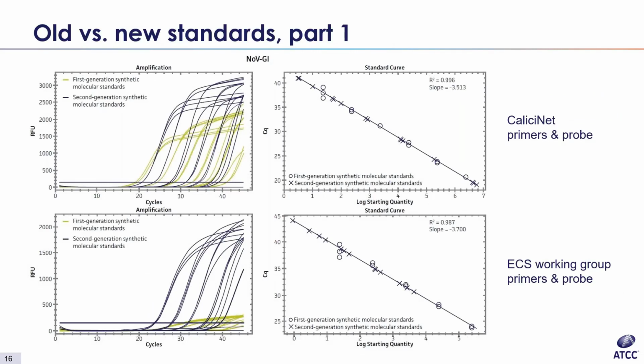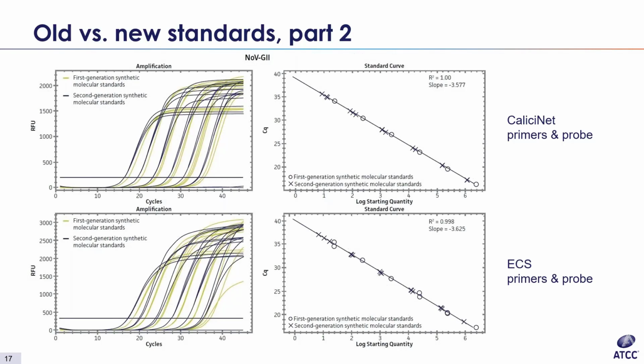Next, a direct comparison of the old and new constructs using the CaliciNet and ECS working group primer and probe sets, with the new constructs in blue and the old in green. For norovirus genotype 1, you can see on the upper panels that the new construct performs slightly better than the old one using the CaliciNet assay. And on the lower panels that it outperforms the old one significantly when using the ECS working group's assay, where the primers bound poorly or not at all in the first construct.